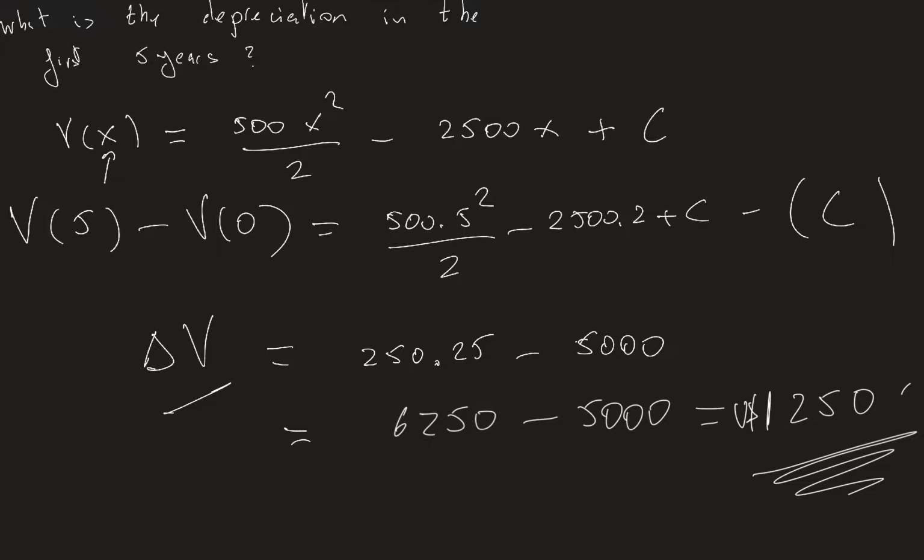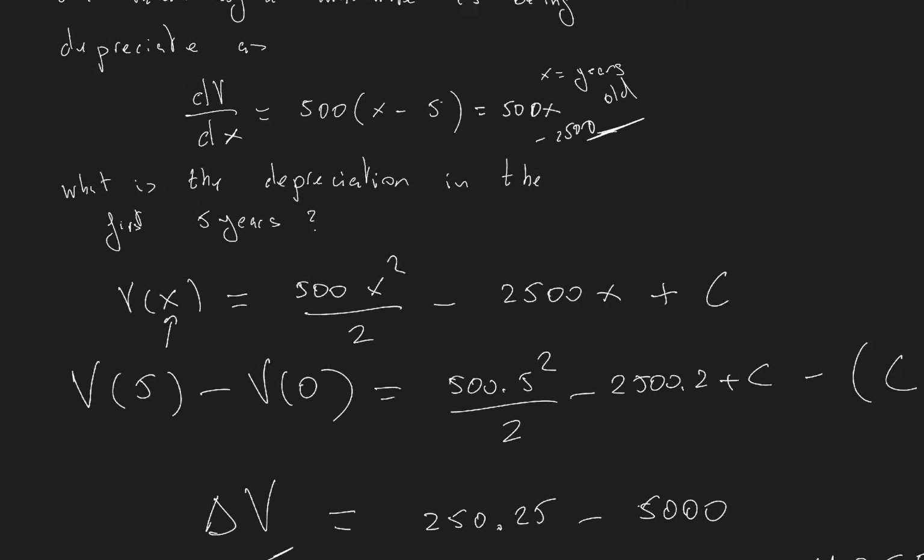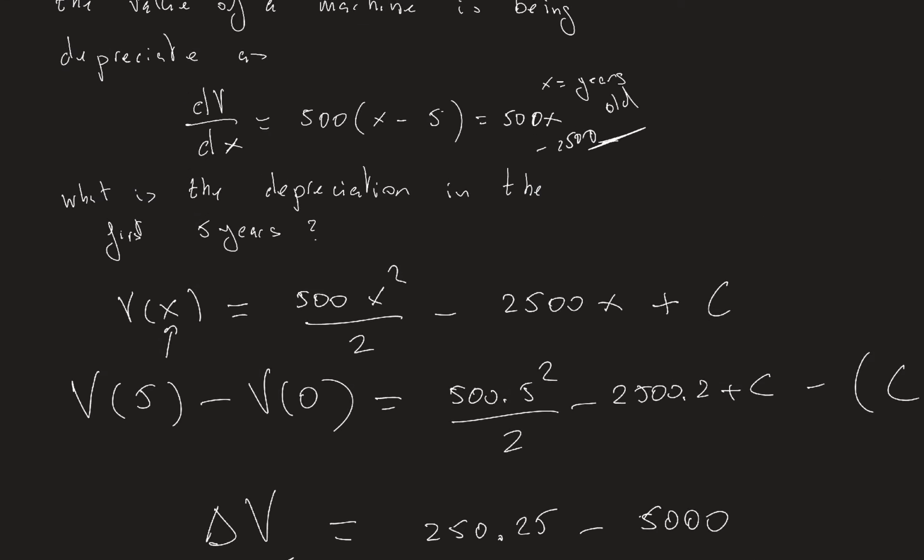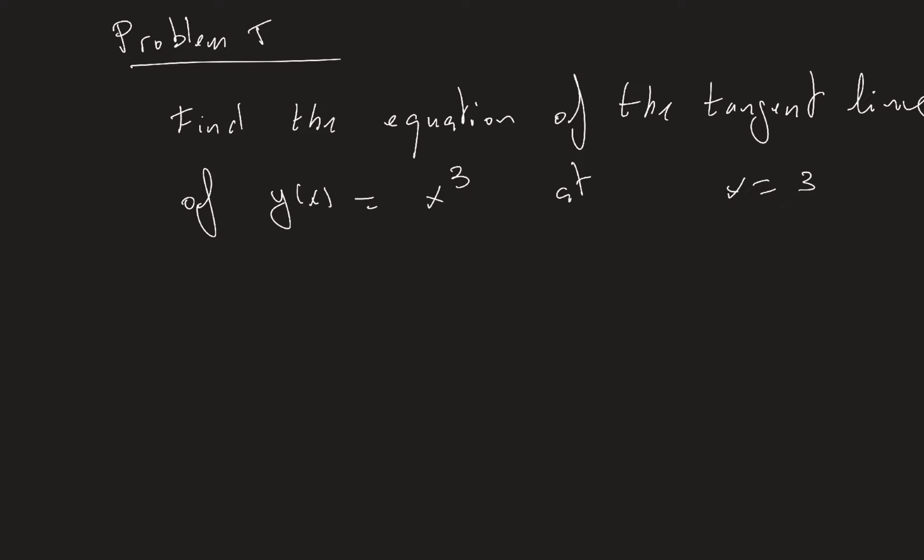But you know the depreciation, you don't know the value of the machine after 5 years. So this is problem 3. Let's go to problem 4. Okay, let's do this problem. Find the equation of the tangent line to y equals x cubed. Y equals x cubed, you know, is a function that goes like this.